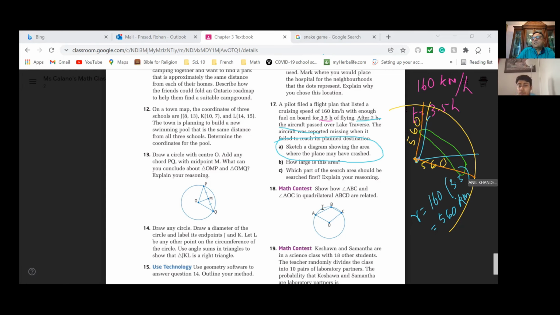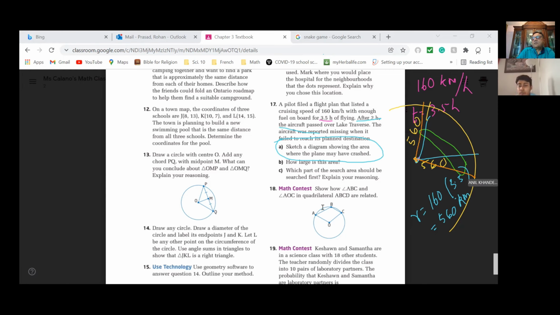Yes, sir. So it tells us that it's inside the circle. Inside the circle, but after the lake starts. Do you see that? It could plunge in the lake also. Who knows how much further it went, but maximum it could do 560 kilometers, correct? Yes, sir. So that is how you're going to solve it.